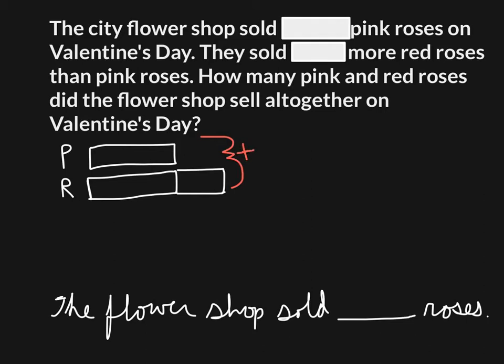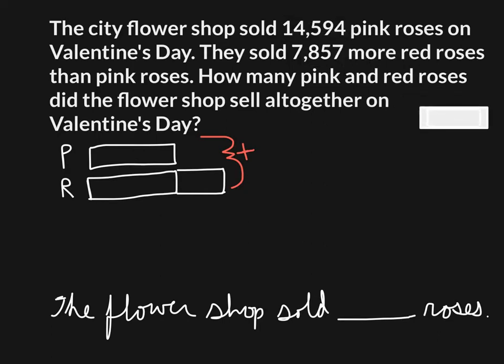So now that I've come up with my problem-solving strategy, I can uncover these and look at the numbers that we have. So here it says the flower shop sold 14,594 pink roses. So I can write that number in here, 14,594. And they sold 7,857 more red roses. So I know they sold the same amount as pink. So I'm going to copy that number, 14,594.